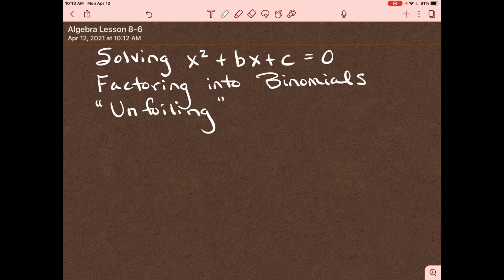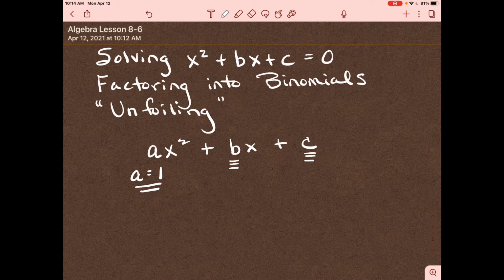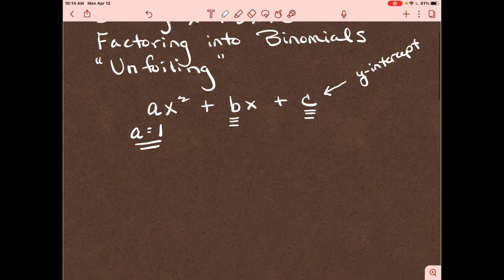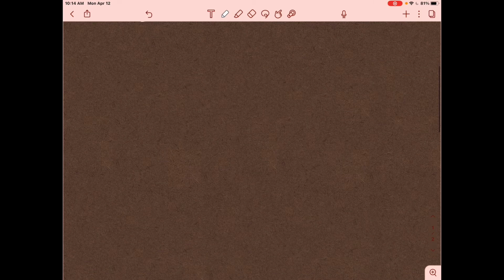So we're talking about factoring something that looks like x squared. We will call this ax squared plus bx plus c. A is going to be a 1 all the time today. B can be a number, negative or positive, and C can be a number, negative or positive. One thing you can remember about these equations is that the C number is going to be the y-intercept on the graph. I'll show you that in just a little bit. Okay, let's work an example and do this unfoiling thing.